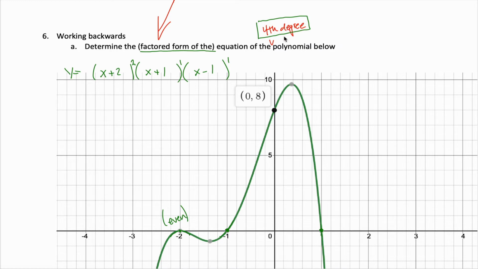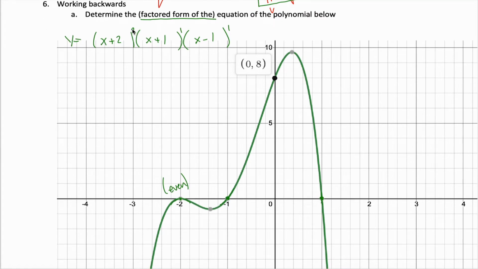The reason it's specified that this is a fourth degree polynomial is because otherwise you wouldn't know to put a 2 here, or a 4 here, or a 6 here, or an 8 here, or whatever. Okay, so now I'm done?